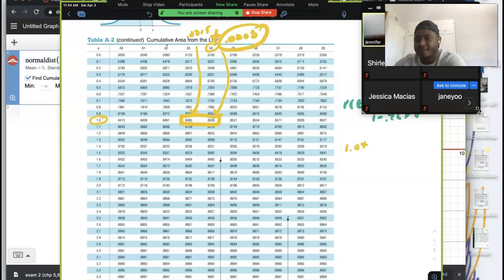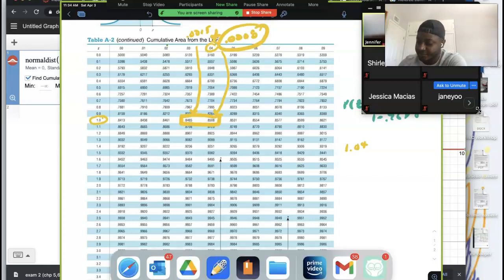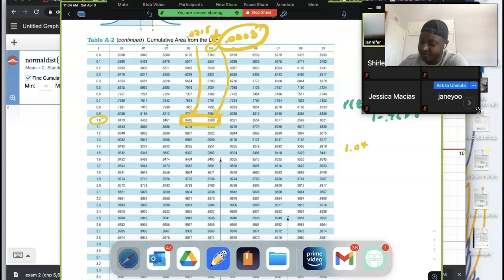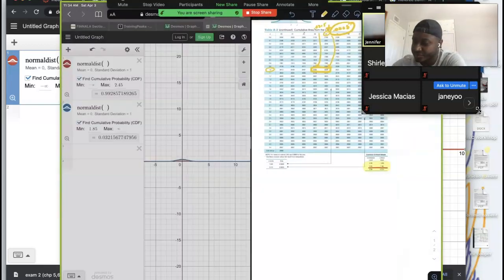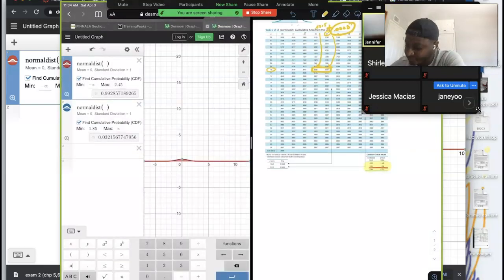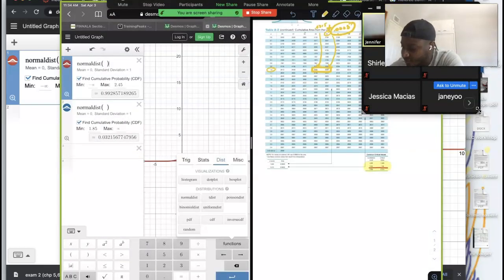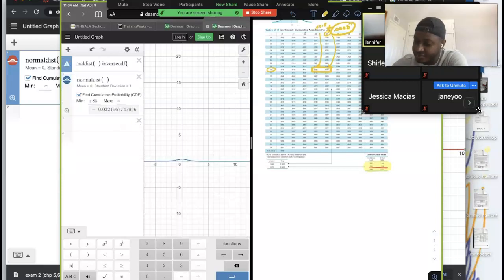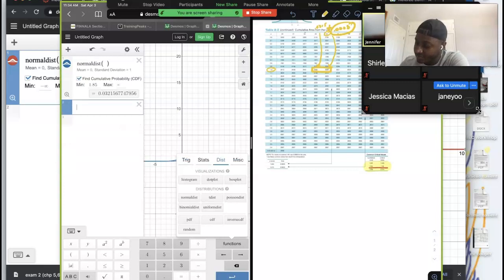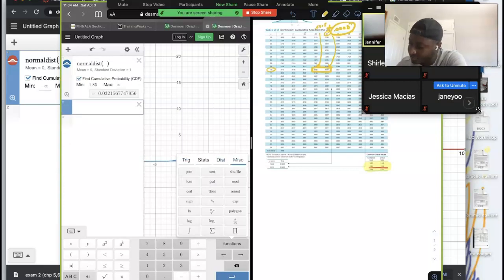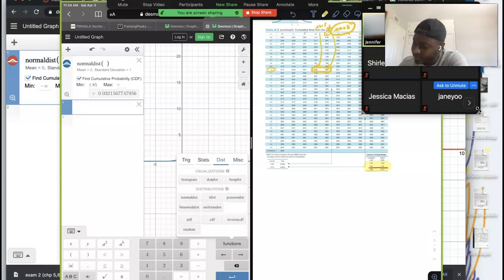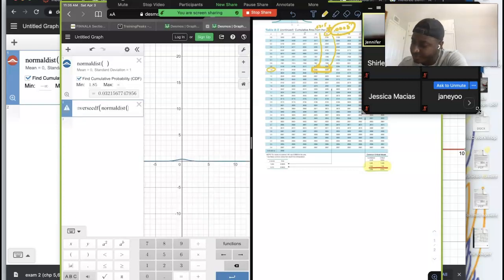Does that make sense? So the other way to do it to get an exact value would be to use software. So we'll use Desmos. This time we're going to use the inverse CDF, and then a normal distribution.